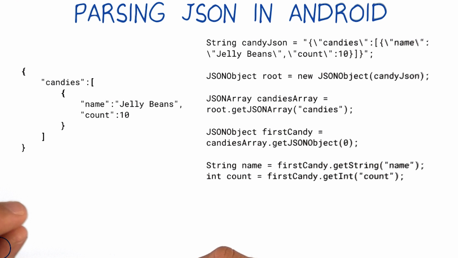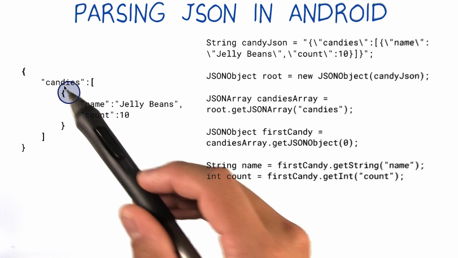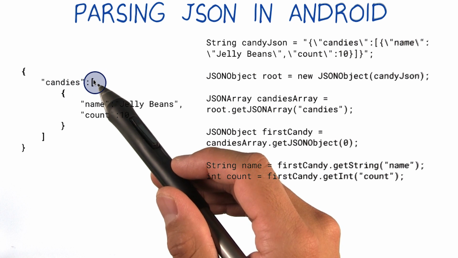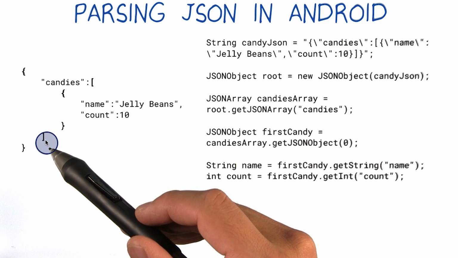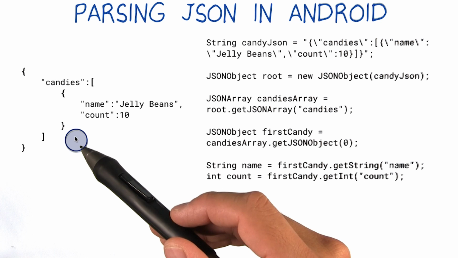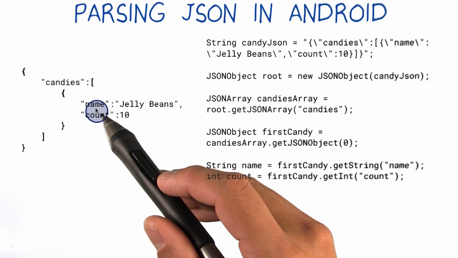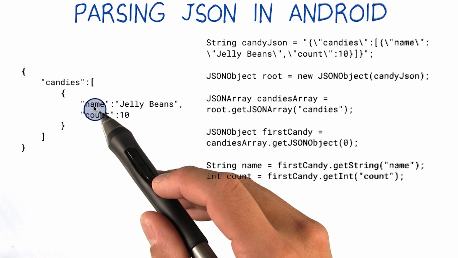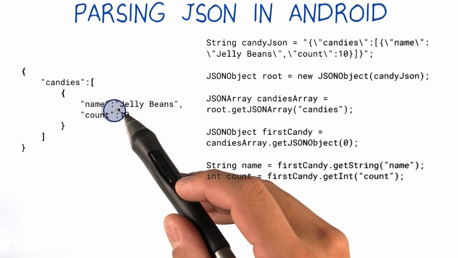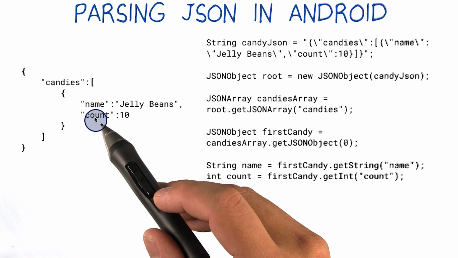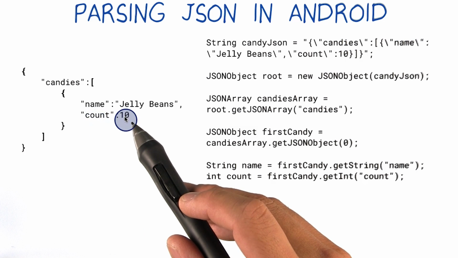Let's parse this little snippet of JSON. We've got this root object with one key called candies. The key corresponds to an array, here because of those square brackets, which contains another JSON object within these curly braces. Now, this inner object contains two keys, one of which is name, which corresponds to the string value jelly beans, and another key called count, which corresponds to the integer value of 10.